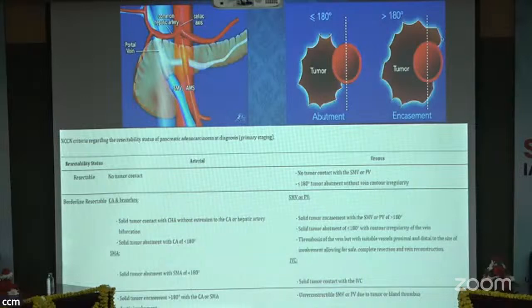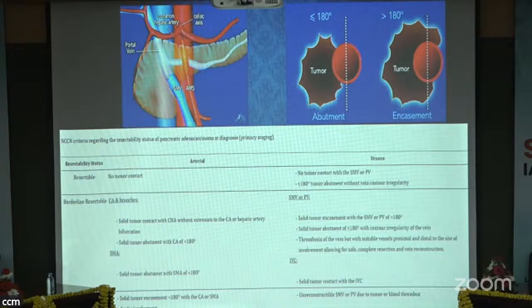Now, as you know, the pancreas is intimately related with the superior mesenteric vessels. Also, celiac axis, common hepatic artery, splenic artery, gastroduodenal artery. These vessels are in close vicinity to the pancreas, and they are sometimes involved.